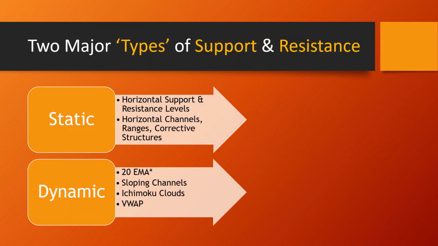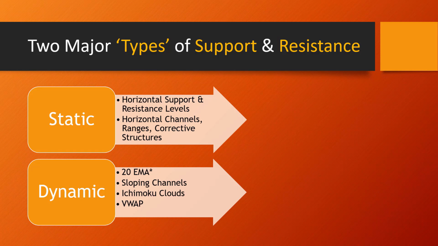As I've talked about, there are two major types, static and dynamic. Static is horizontal support and resistance levels. This could also be a channel, or what I call a corrective structure or a range. These are static. It's where the support and resistance is not moving vertically up or down. It's just, hey, here's the top, here's the bottom.